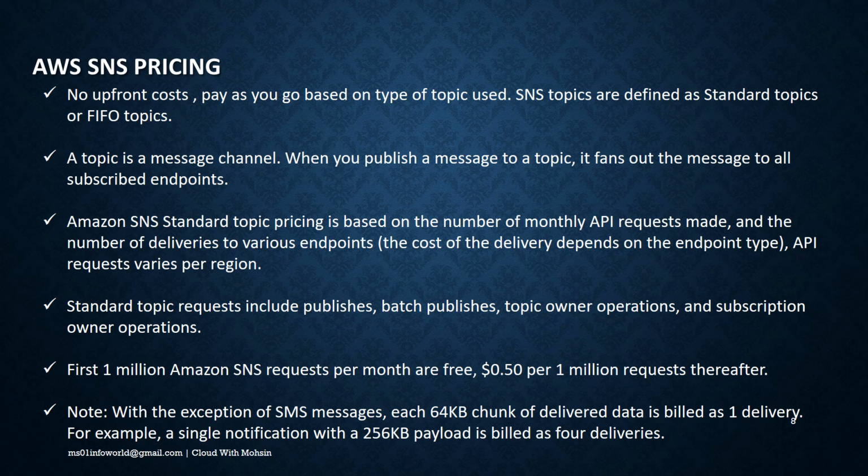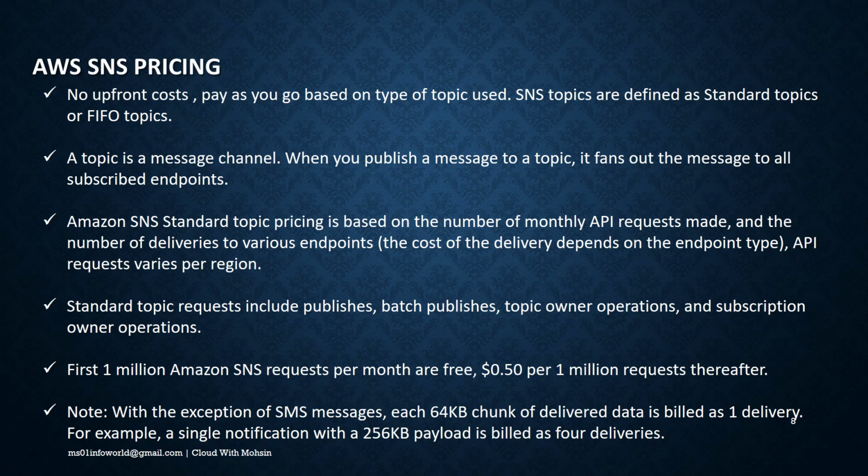The standard topic requests include publishers, batch publishers, topic owner operations, and subscription owner operations. These are the operations included in standard topic requests. Again, the first 1 million Amazon SNS requests are absolutely free, but thereafter we need to pay $0.50 per 1 million requests. Once your 1 million requests have been done, you will need to pay this.